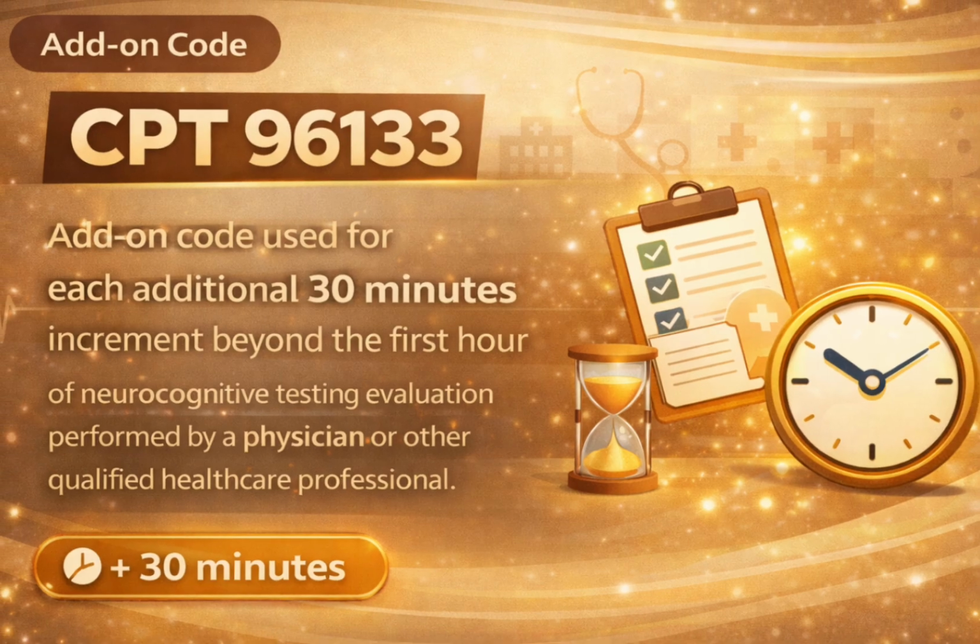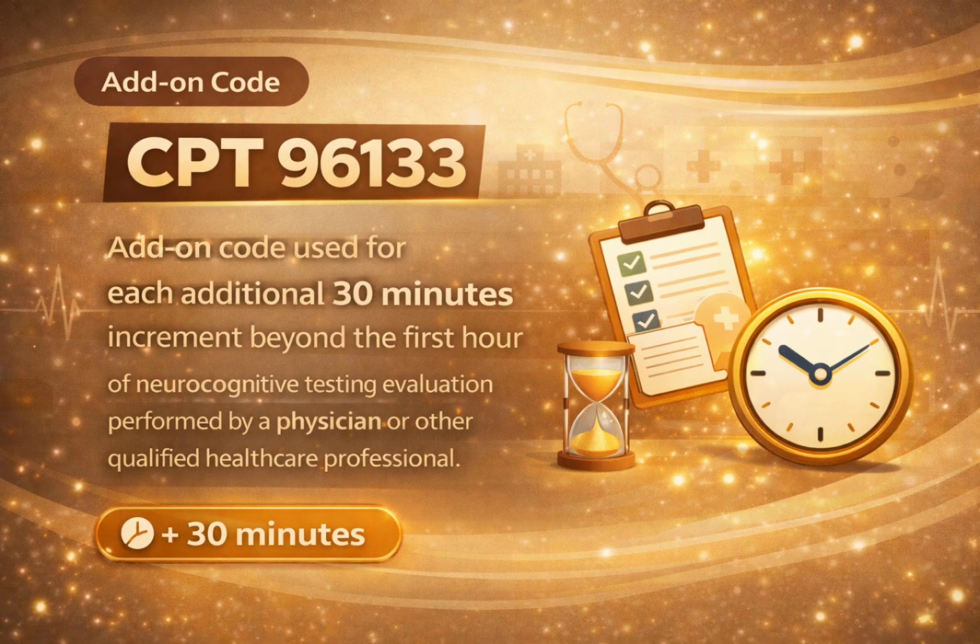Our next CPT is 96133, add-on code, each additional hour. Definition: add-on code used for each additional 31 minutes increment beyond the first hour. Scope of service: same activities as 96132: integrations, interpretations, planning, feedback. Time requirement: reported for each additional 31 minutes after the first 60 minutes. Usage: must be billed in conjunction with 96132. It cannot be reported alone.